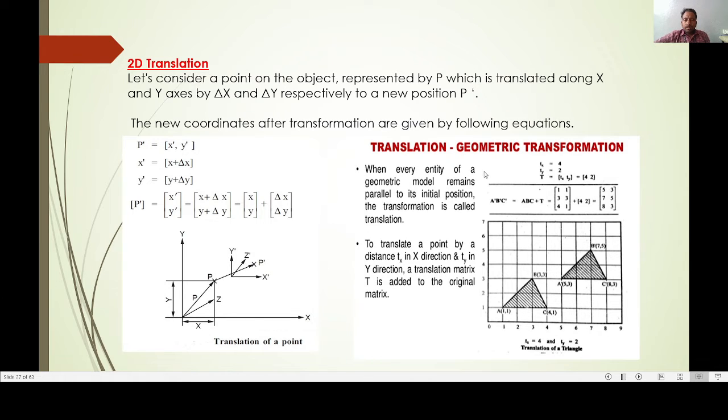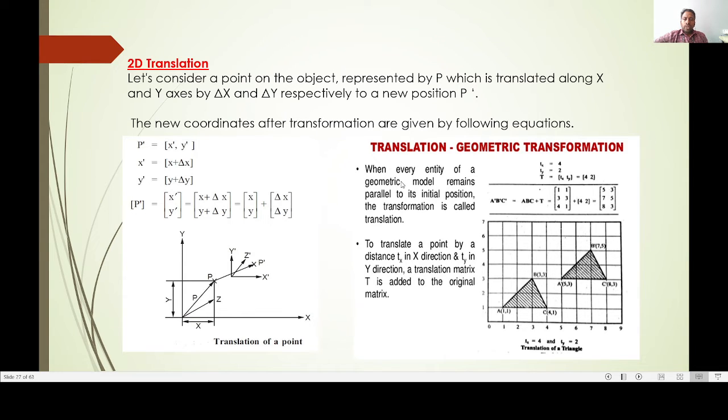Here tx, the translation along the x direction, is 4 units and the translation along the y direction is 2 units. So the translation matrix can be represented by tx and ty, that is 4 comma 2. The translation matrix is 4 comma 2.